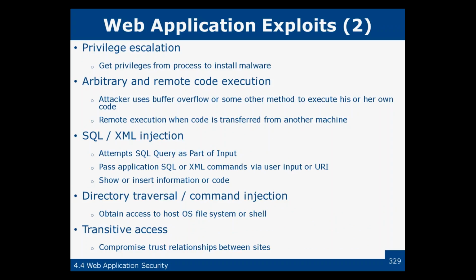Web application exploits, privilege escalation. Having trouble talking again tonight. You get privileges from the process that's running to install malware. One of the things that you can do, and I think I put a link to a video, is that when you start up Windows, you can click on it, you get the little help files. You can go in and change that because it runs at system level.